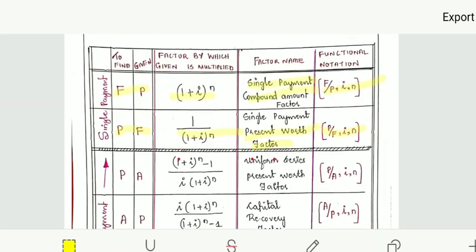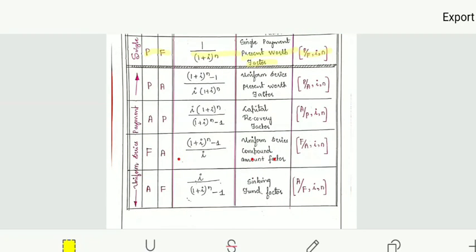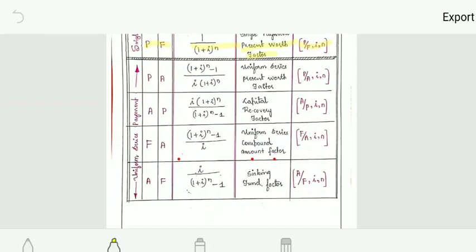If you remember the first one, the second one is the reciprocal. Similarly, even in your uniform payment series, if you remember the uniform series present worth factor, the capital recovery factor is a reciprocal of that. You are able to see you are finding out P when A is given, A when P is given. Similarly, the compound amount factor and sinking fund factor are reciprocals of each other. If you remember the first one, the second one is the reciprocal of the first one.